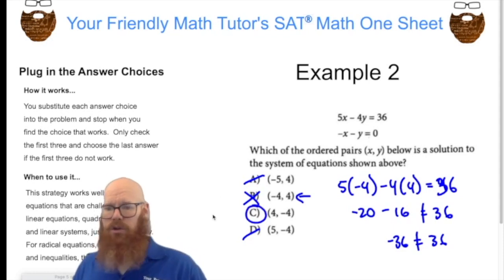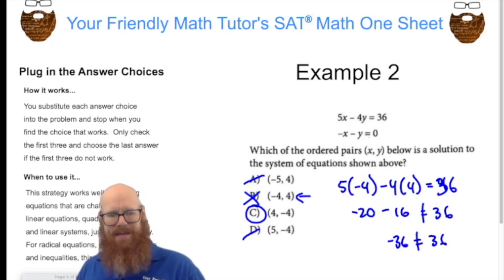Now, you might want to do this using the elimination method, and that's totally fine too. There is not a set way to do it. If you either forget the elimination method or you just want to check your answers, this could be a nice alternative. Okay, so that is how we can plug in the answer choices.